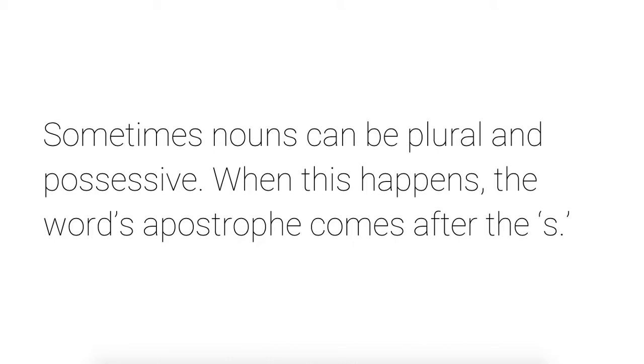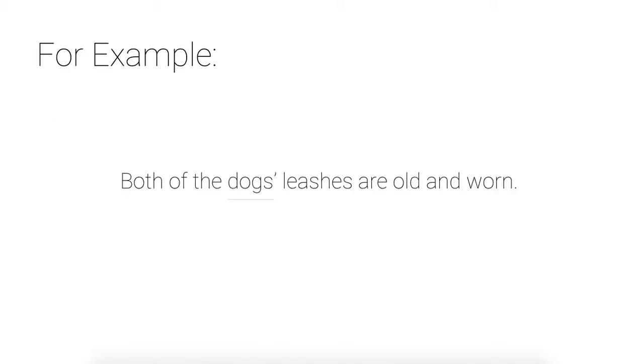Sometimes, though, nouns can be plural and possessive. When this happens, the word's apostrophe is going to come after that final S. So we're going to put the S at the end to show that it's plural, but we're also going to add an apostrophe after the S to show that it's both plural and possessive. Here's an example for you. So both of the dogs' leashes are old and worn.